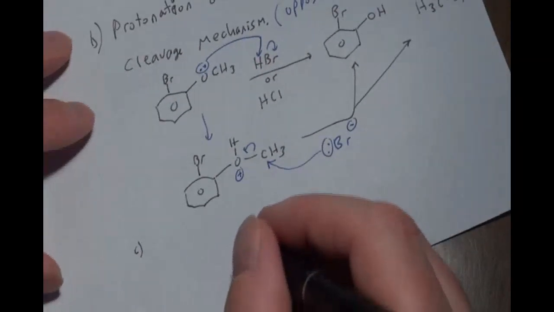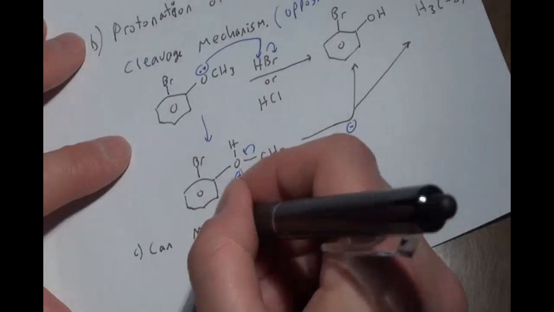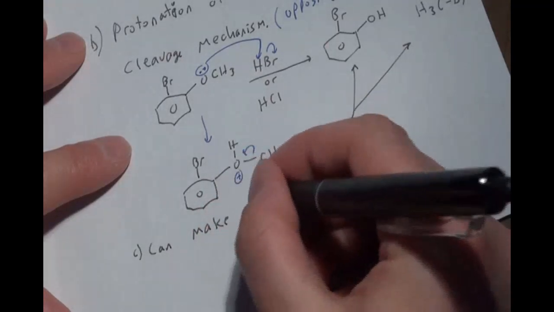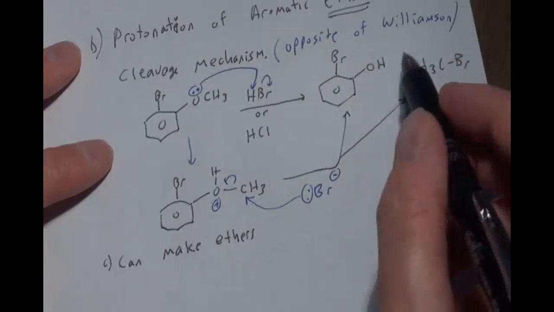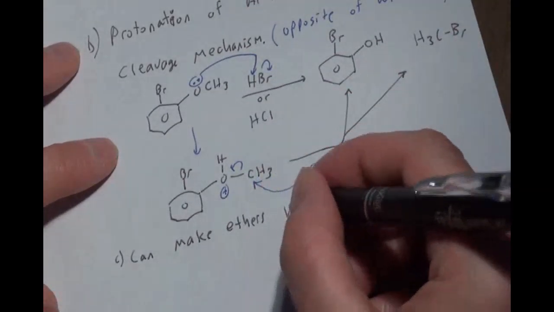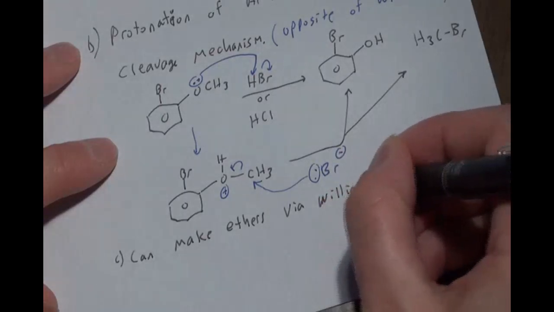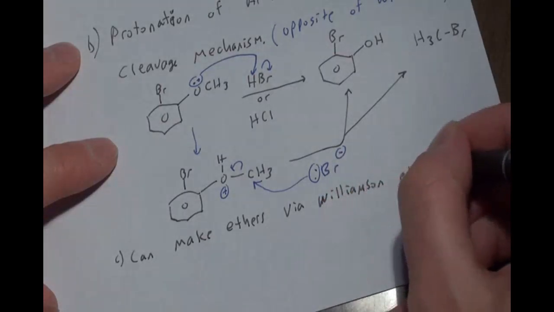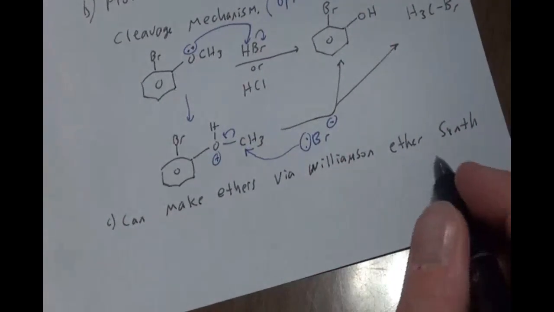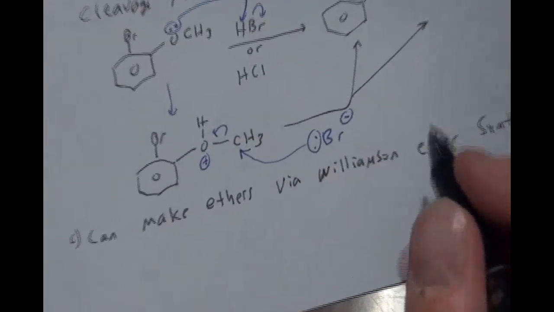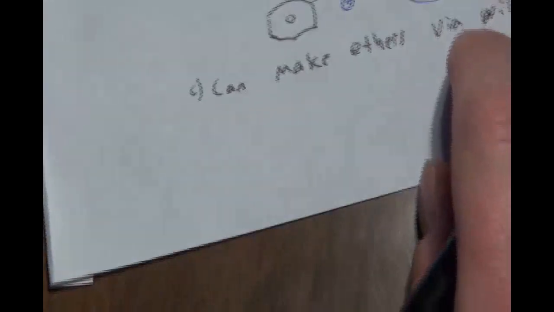We can also make ethers. And how do we make them? We would use the Williamson ether synthesis. So now let's actually apply it backwards. Let's actually make an ether this way. Alright, so I'll just show you one silly little example to do this.